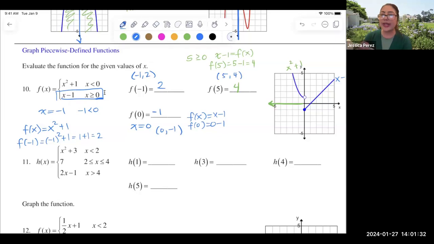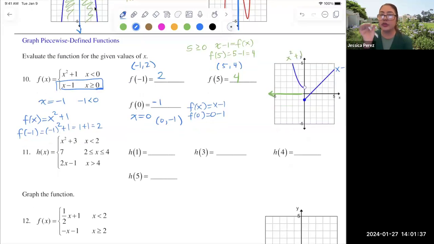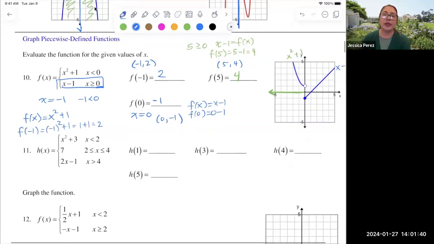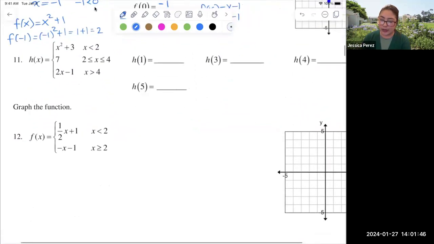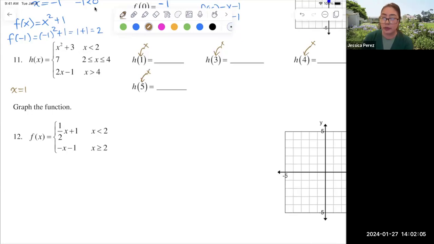So right now what we did in question 10 was identifying which function I have to plug the value into. So we're going to do that next on the next one down here. So first I have to check x being equal to 1. Where does that live? x equal to 3. Where does that live? x equal to 4 and x equal to 5. So x equal to 1, it lives in what domain? Is it less than 2? Is it in between 2 and 4? Is it greater than 4? Well, 1 is less than 2. So that means I'm going to plug into h.